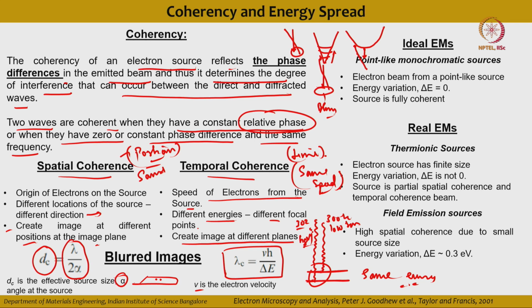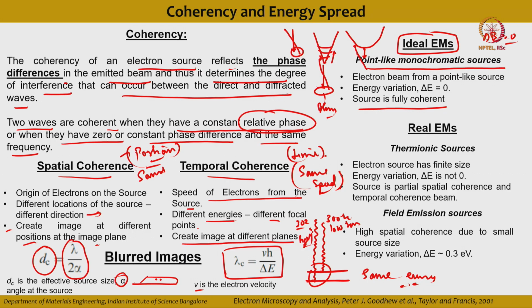Just to repeat, spatial coherence is related to the position, and temporal coherence is related to the time, or the speed with the same energy. This is called temporal coherence. Now in the ideal electron microscopes, you will have a point-like monochromatic source. So there will be no chromatic aberration, so the energy spread delta E is almost equal to 0. Your electrons do not have any energy spread and the source is fully coherent. These are the ideal electron microscopes, which is not possible.